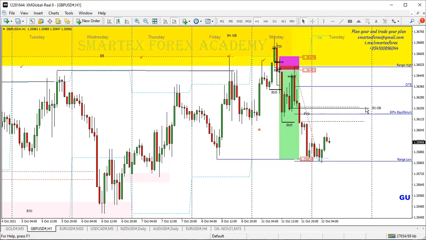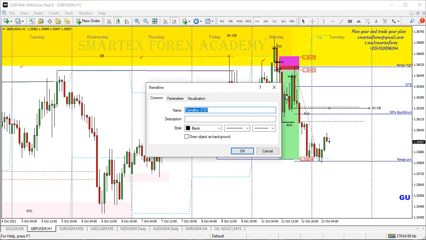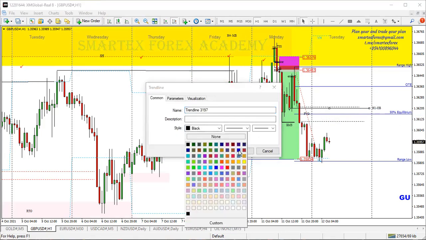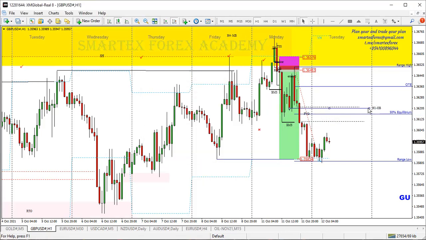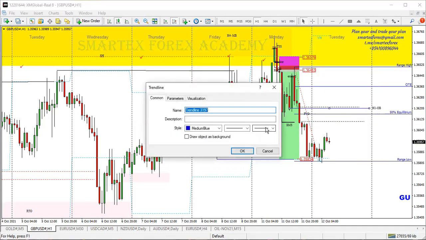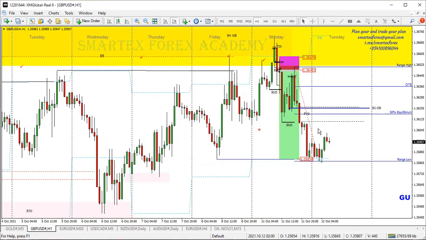H1 negative OB. Let me mark it blue. I have been using blue for other things. I think I should make it a little bold. Okay, that is our bearish OB here, H1. And we have this fair value gap, and there is this OB. And here, 50% of this fair value gap is our equilibrium price.